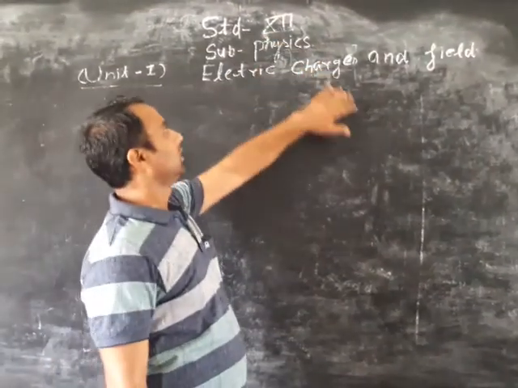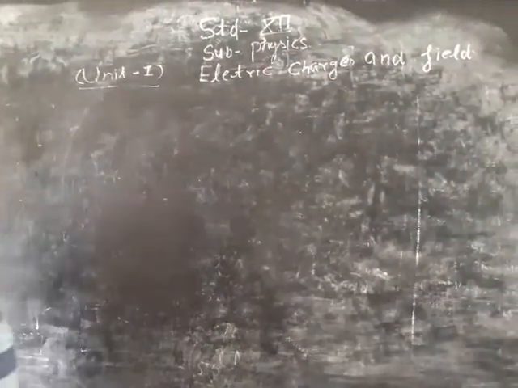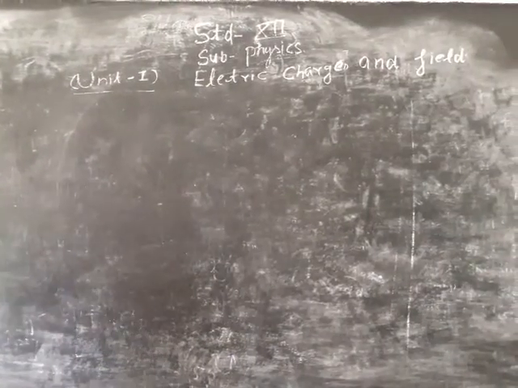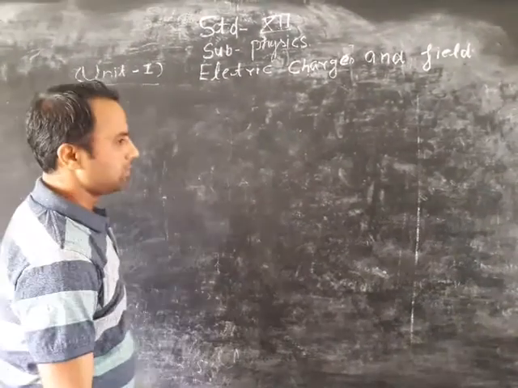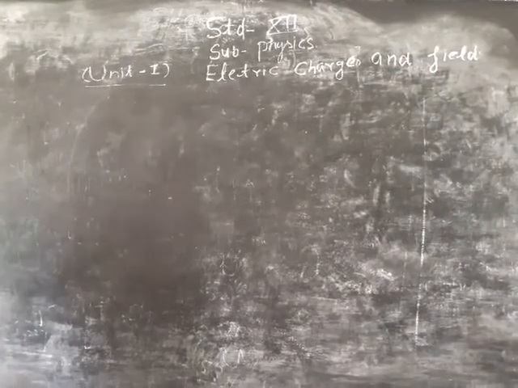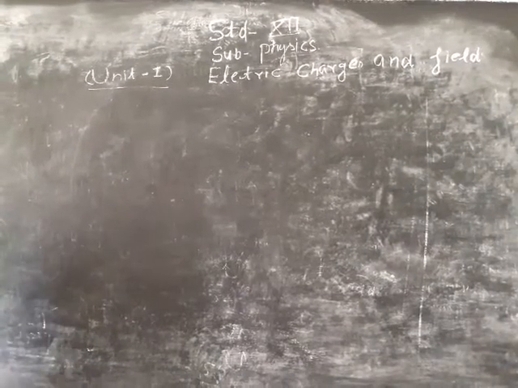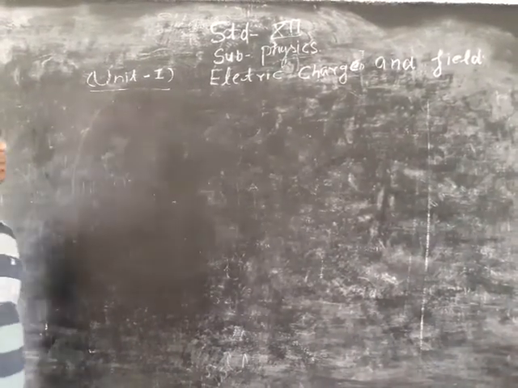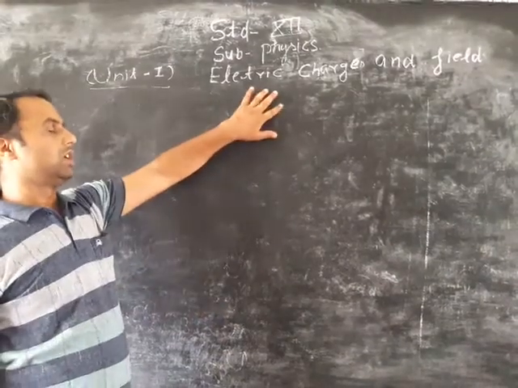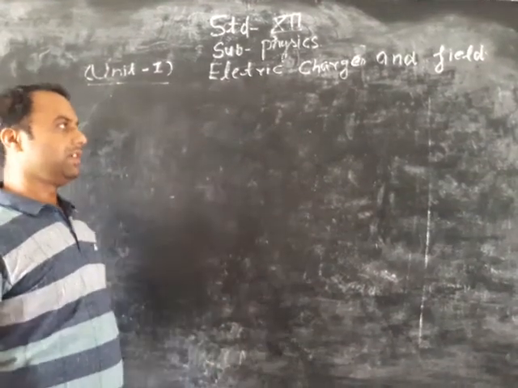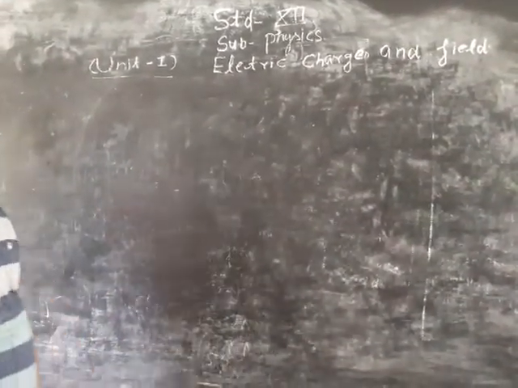So now we are discussing the divisions of electric charge and fields. We have to describe first the electric fields, because we have to discuss the charge and the basic formula for the electrostatic force, that is Coulomb's law. We discussed this in the previous revision class. Now we are discussing electric charge and fields. So first we have to describe the electric field.